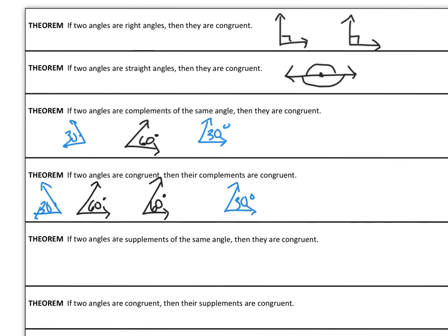If 2 angles are supplements of the same angle, then they're congruent. So if I start with an angle that's 100 degrees, I know that if I have 2 separate angles, they have to both be 80 degrees. They have to both be congruent.